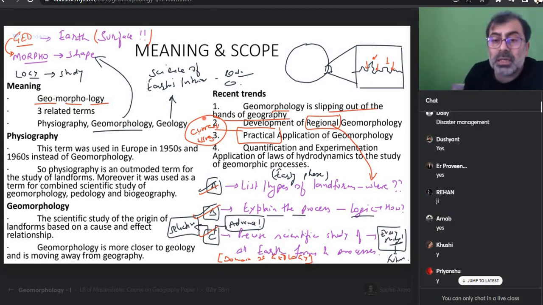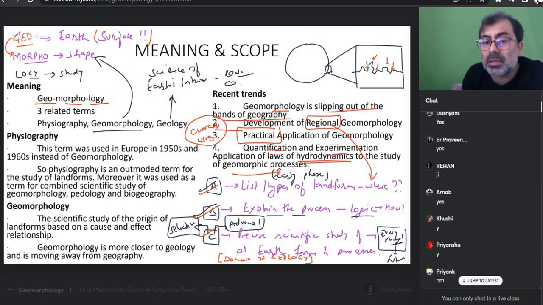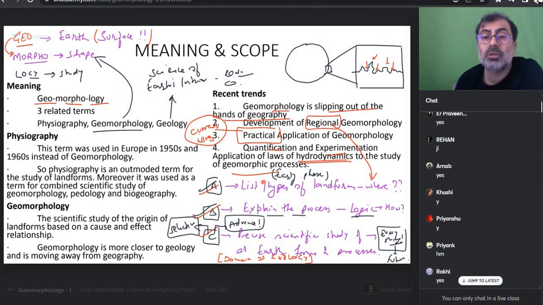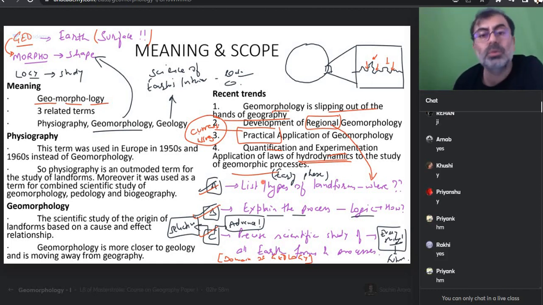Now they are going into quantification and experimentation. Everywhere they are doing experiments, hydrodynamics and all that. Before that, we should know the basics. What is a river? How does it flow? So do we understand the meaning and scope? The scope is widening. The scope is moving towards the scientific, and the scope has a lot of practical utility today.